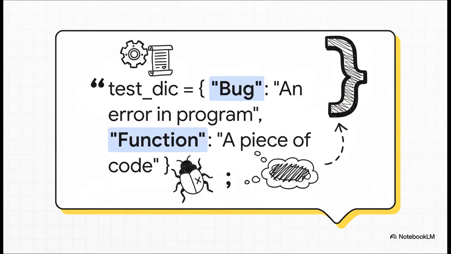And here's what it looks like in actual Python code. See those curly braces? That's your signal you're making a dictionary. Inside, we have our key, bug, followed by a colon, and then its value, an error in program. Each of these pairs is just separated by a comma. That's all there is to it.